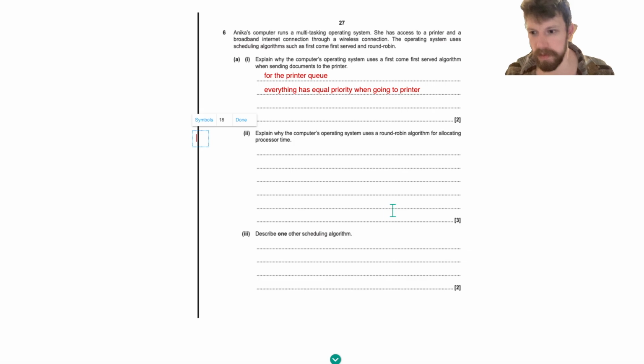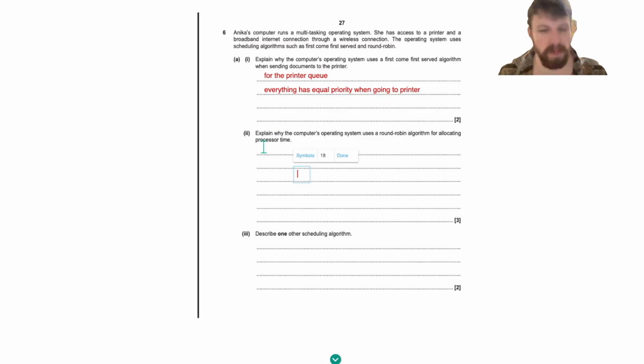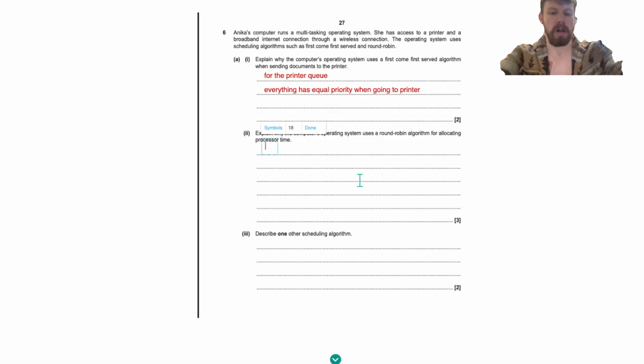Explain why the computer's operating system uses a round robin for allocating processor time. Again, quite a tricky one, because it's 3 marks. I think people will maybe be able to get a mark on this, but it's quite hard with the round robin. Round robin is the concept where we give a time slice to each job, and if we finish it in that time, great, we move on to the next task. But if we don't, then we go on to the next one, to make sure that everything is fair.